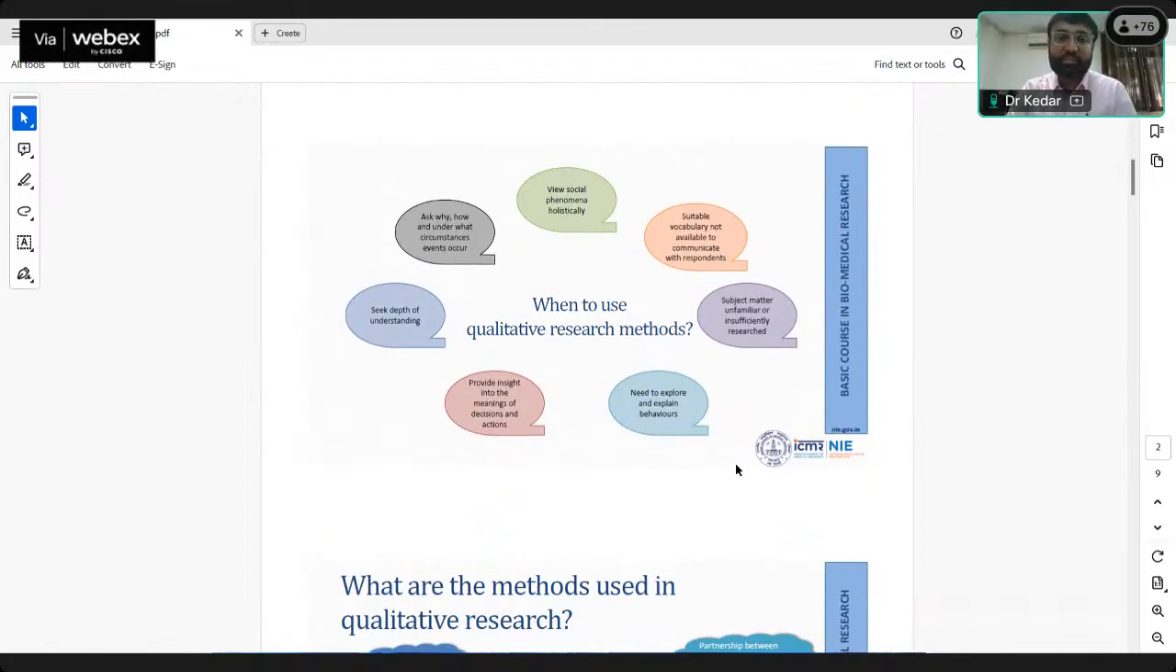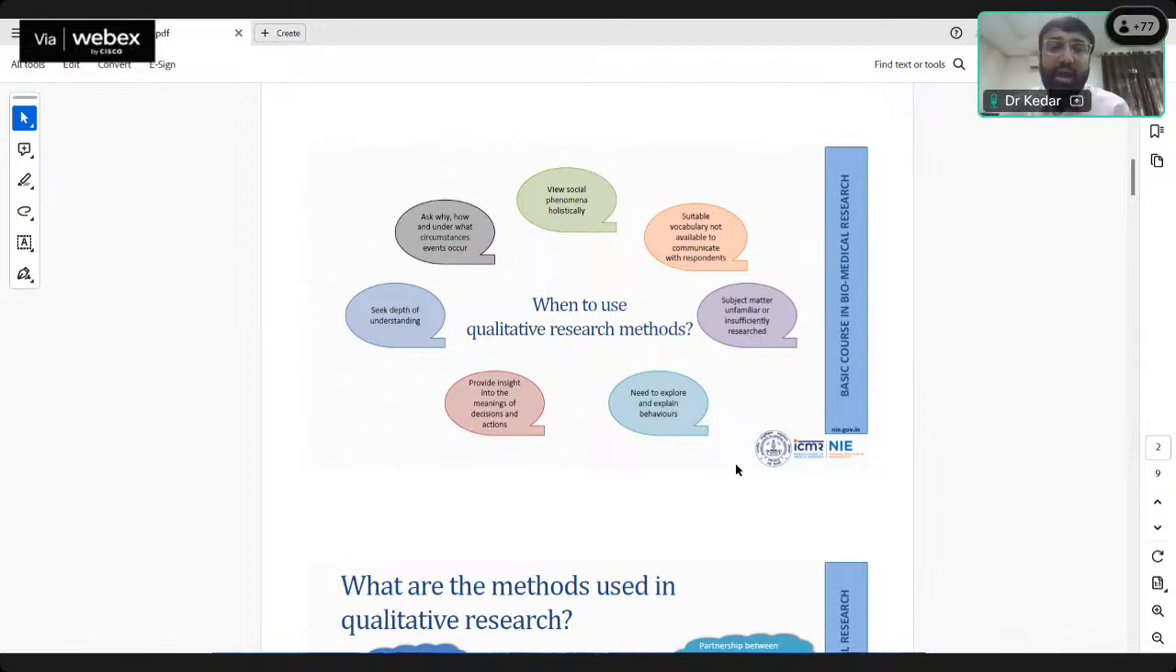So when do we use qualitative research methods? Sometimes in MCQs they give you different scenarios and ask you to choose an appropriate study design. For example, qualitative research methods are best utilized when we are dealing with sensitive topics, or when we want to answer why and how a particular behavior of the community occurs. Another example is to view social phenomena holistically.